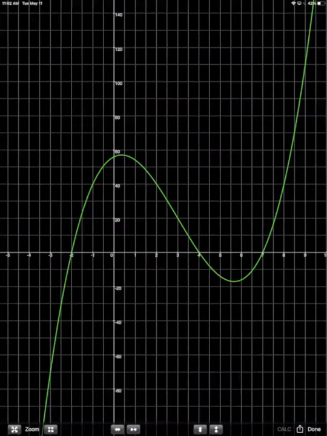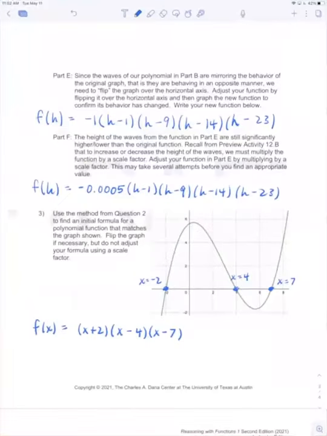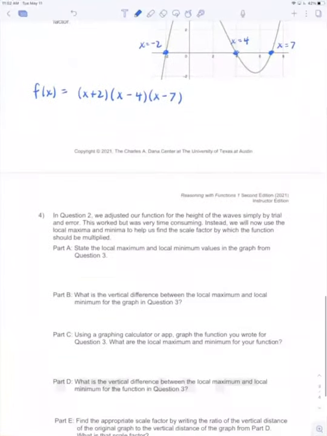So it said, do not adjust with a scaling factor yet. So, all right, so there's our first part of 3. And we don't have to flip the graph, so that's good. Let me just scroll down here.